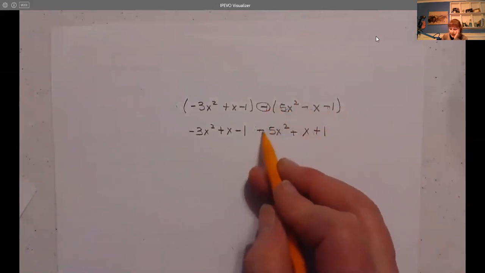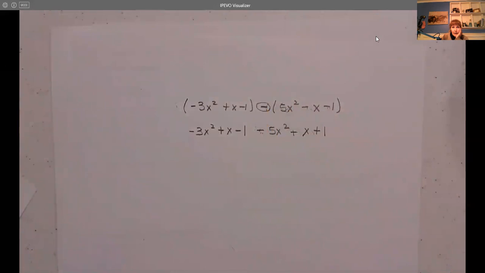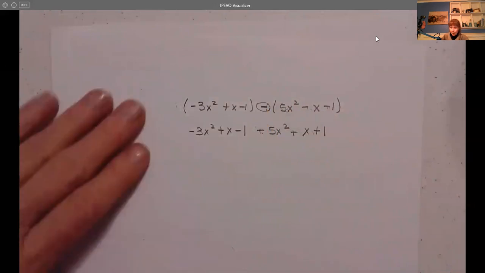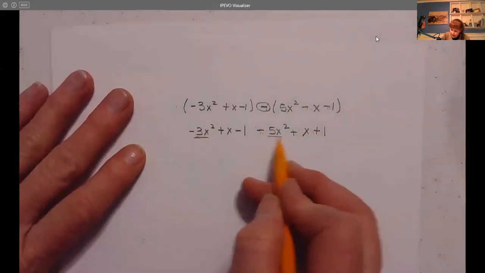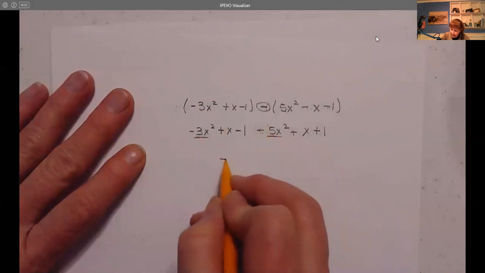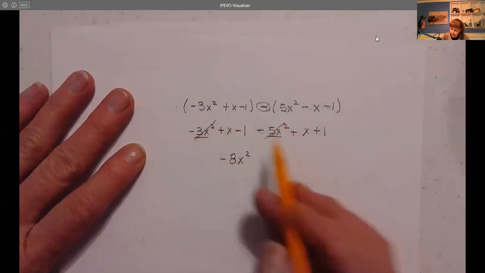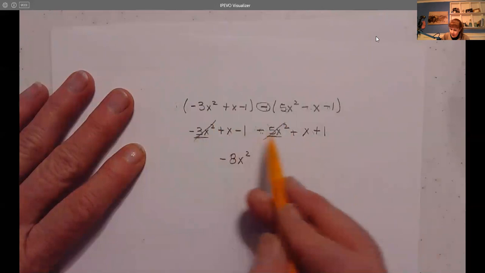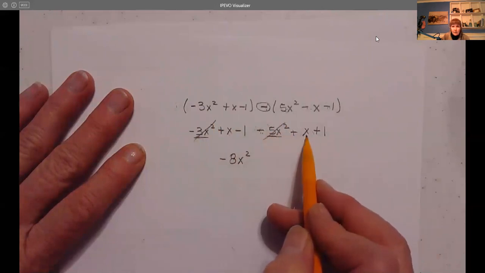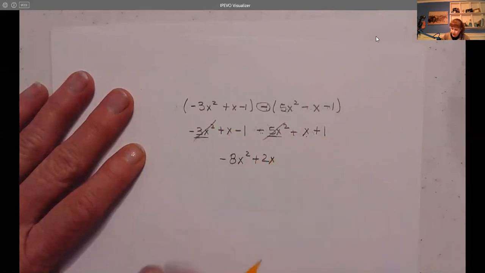Whether or not you have plus the negative, change it to a plus a negative, or just keep it as a subtraction. Now, when we combine our like terms, we've got x squared. So that means minus 3 and a minus 5 is a minus 8x squareds. Positive 1x and a positive 1x is a positive 2x. All right, 1x and 1x is 2x.